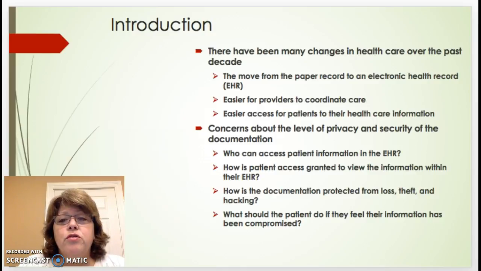Some of the concerns about the level of privacy and security of the documentation within the electronic health record include who can access the patient information within the EHR, and how is potential access granted to view the information within the EHR, and how is the documentation protected from loss, theft, or hacking. And what should a patient do if they feel that the information within their electronic health record has been compromised?